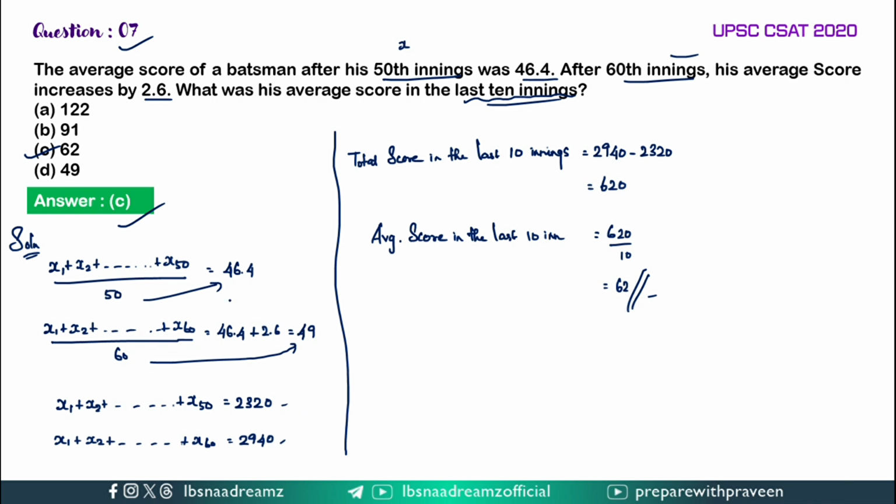First we are finding the total score in the first 50 innings, and then we are finding the total score in the first 60 innings. So subtracting this and this, we will get the score in the last 10 innings, right? Total score in the last 10 innings. With that, we are finding the average score.